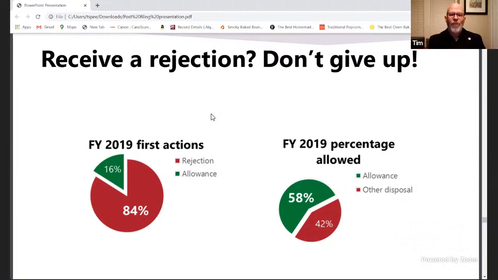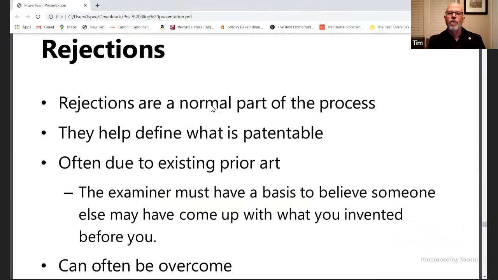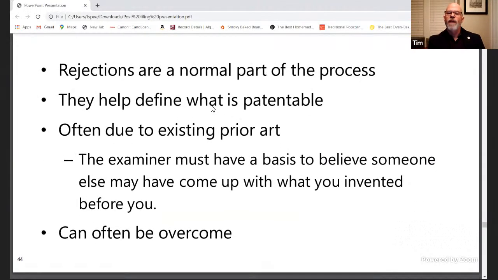But do not despair, of course. Once you get the action from the office, you have a number of things you can do. You can start amending your claims, and this is where the prior art becomes very important. Then we start changing the claim language and see if we can somehow carve out something that isn't touched by that prior art, and we can give you your patent. There's other evidence you can come in with. There are lots of ways that you can respond to those rejections. So again, they're a normal part of the process, and they help us define what's patentable.